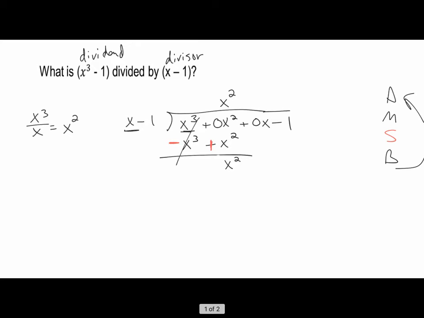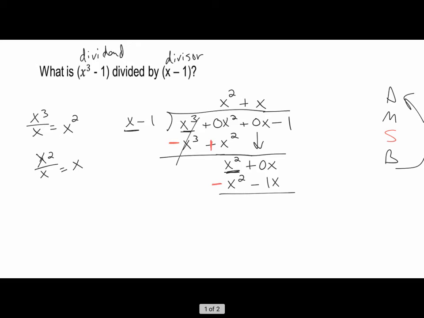Same thing. And then we bring down the next term, so it's a 0, but it'll help us keep everything lined up. Start all over again. How many times does x go into x squared? We can divide, and that's 2 minus 1, so that's a positive x. Then multiply by each term of the divisor. X times x is x squared, and x times negative 1 is negative 1x.